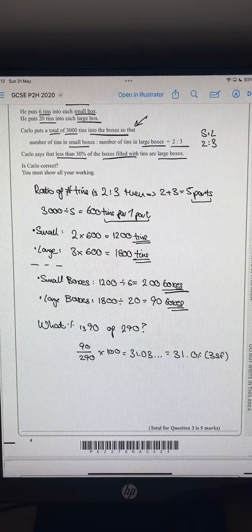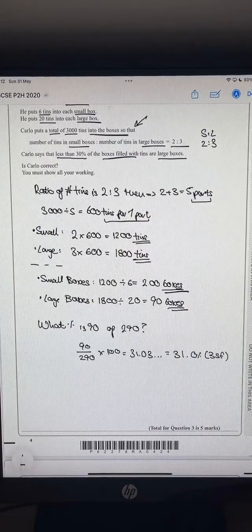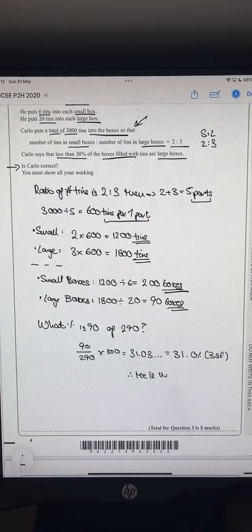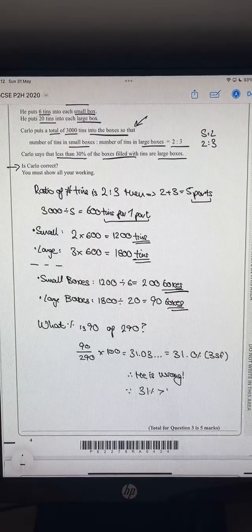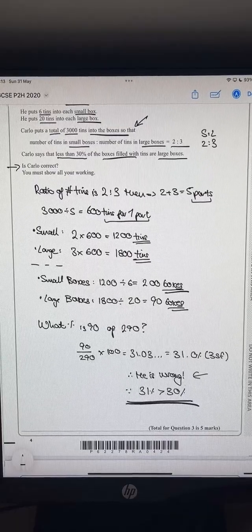And then that's my answer, but I need to have a conclusion. In these types of questions, if they ask you, is someone correct, you need to show an English, common sense conclusion. So you just say, therefore, he is wrong. Why? And you have to say why. Because this is just my shorthand for therefore and because. You can write the words too, obviously. 31% is bigger than 30%. You need this reason and you need your conclusion to get the final mark as well.